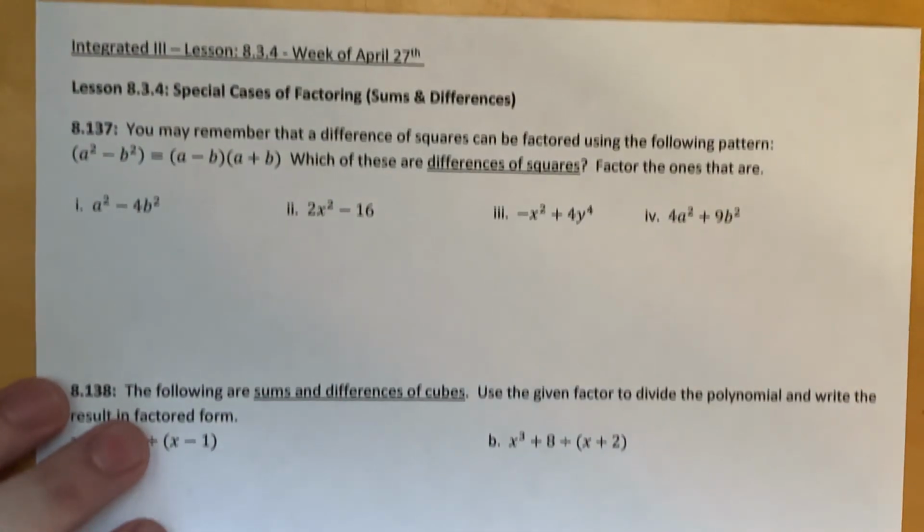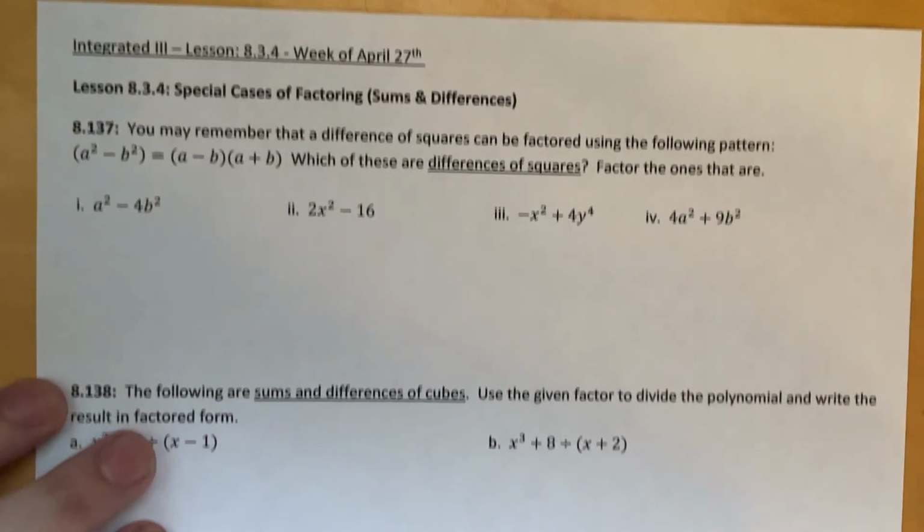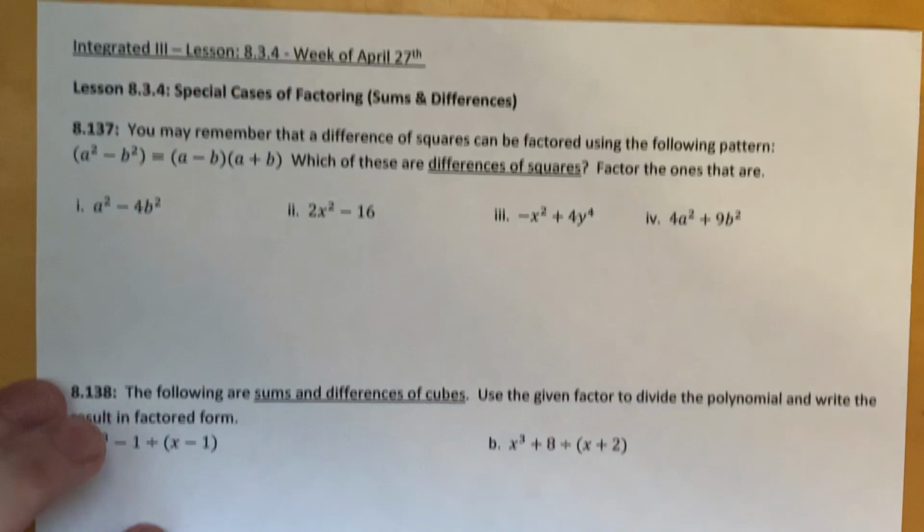You may remember that a difference of squares can be factored using the following pattern. A squared minus b squared equals a minus b times a plus b. Which of these are differences of squares? Factor the ones that are. So, you guys are thinking, wait, but this is not for polynomial functions because we've already seen these. You are correct, but we're going to expand upon that and apply them to polynomial functions. And we're going to make it easier for you guys, if you recognize the pattern, to factor polynomial functions. It's going to be great. You're going to love it.